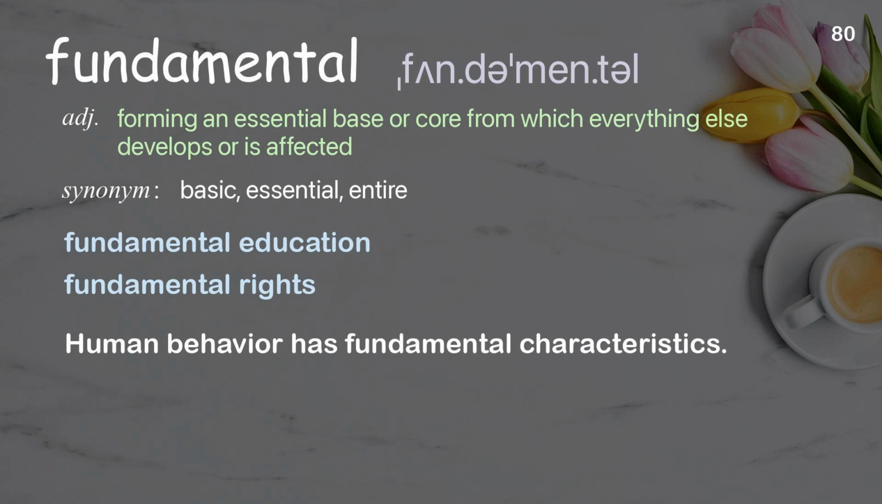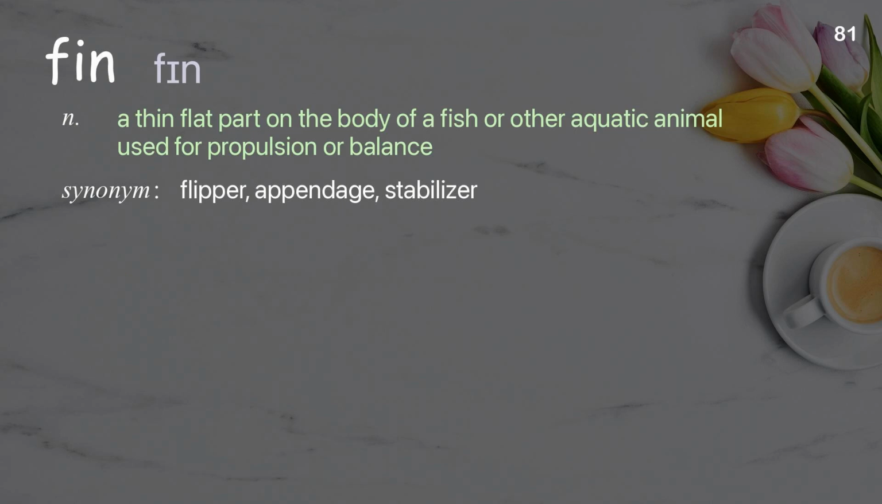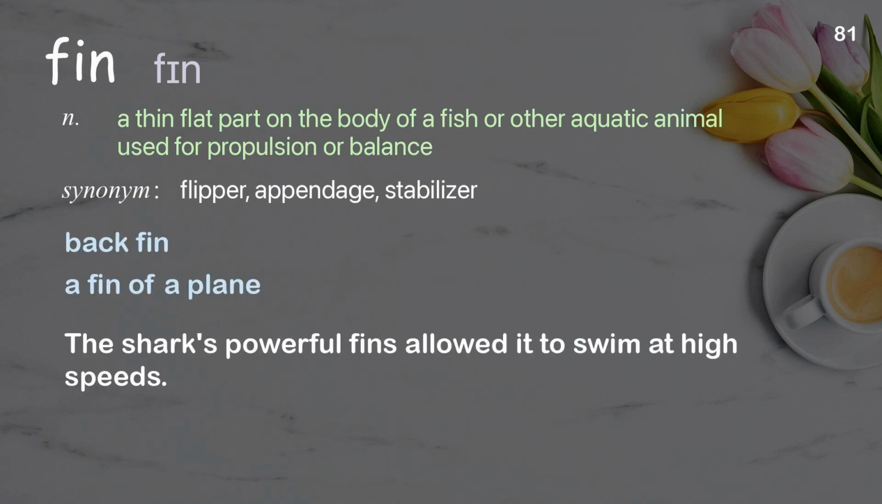Fin. A thin flat part on the body of a fish or other aquatic animal used for propulsion or balance. Examples: Back fin. A fin of a plane. The shark's powerful fins allowed it to swim at high speeds.